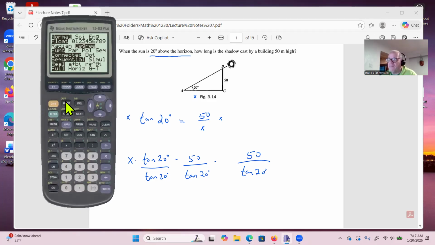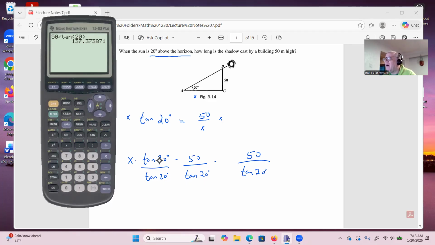But we're going to go to our mode and make sure that we're in degrees. That's always a thing to do. Then we need 50 divided by the tangent of 20, and I know I'm in degrees. Close your parentheses, and voila. There we go, it's going to be 137 point something.